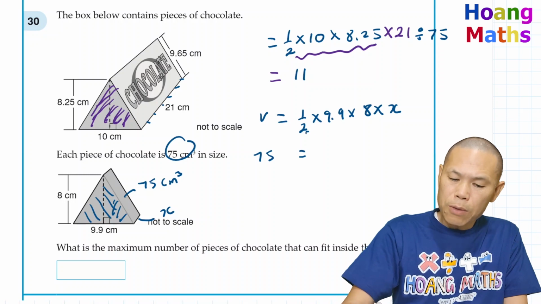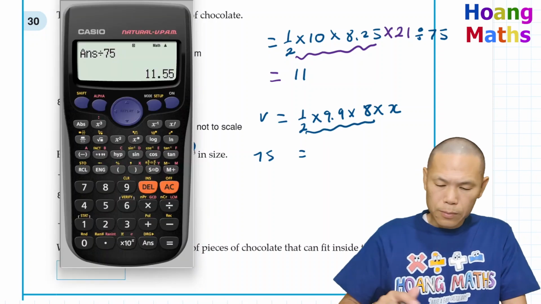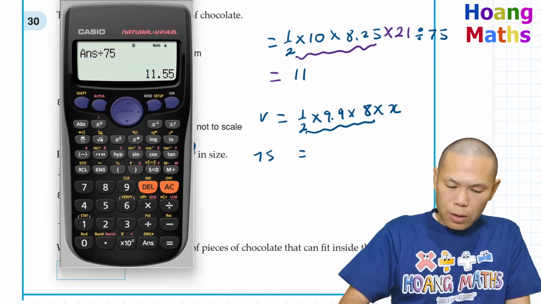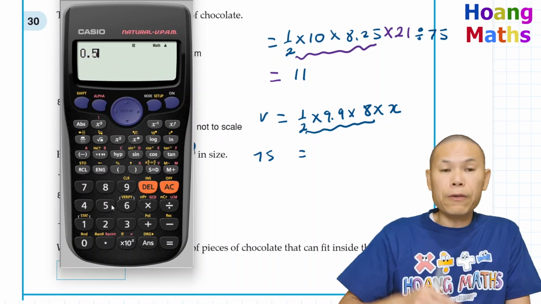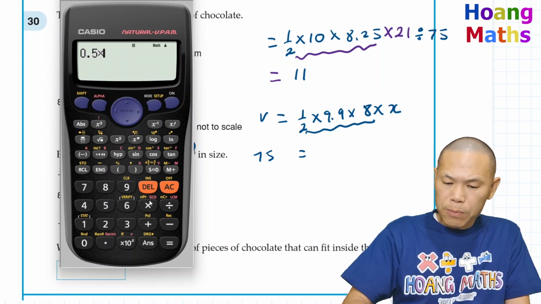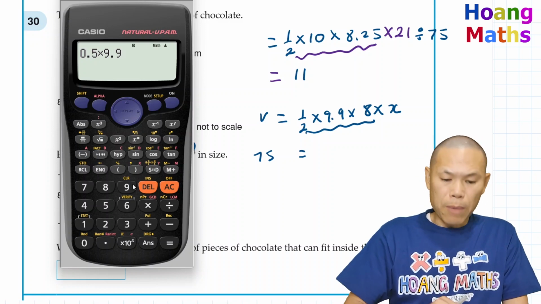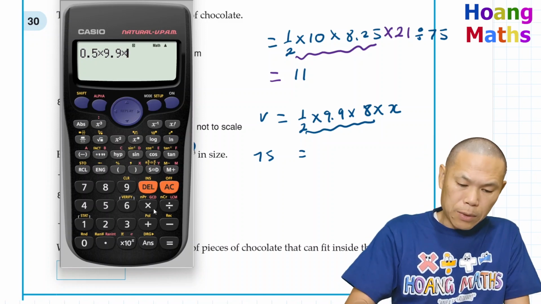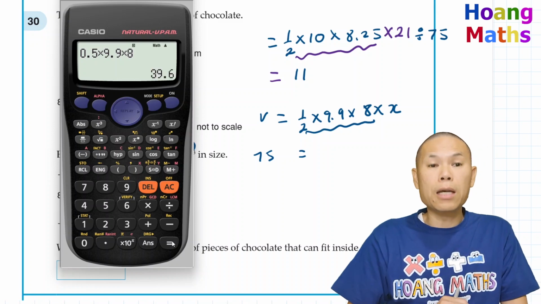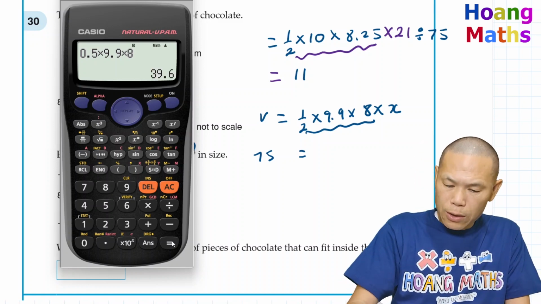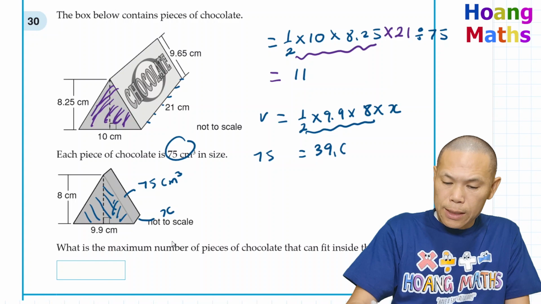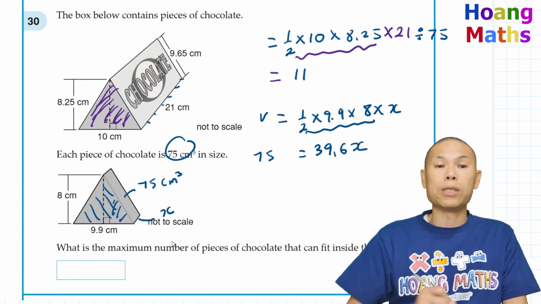So this one, let me put it on a calculator. So I go 0.5, which is the same as a half, and we times 9.9, and then we times by 8. So that gives me 39.6. So 39.6 times x is 39.6x.